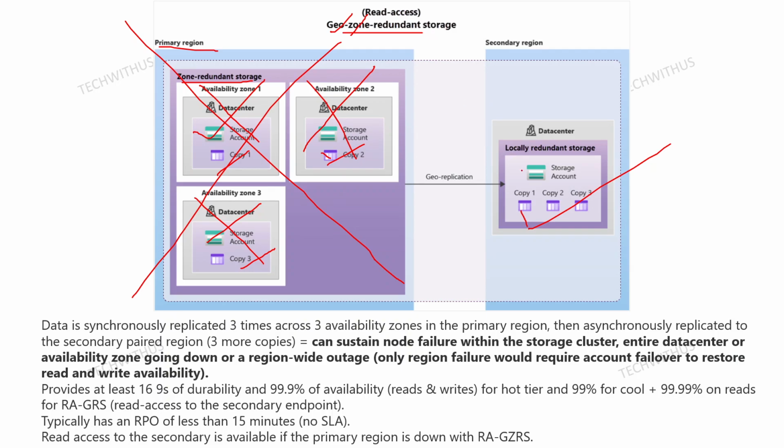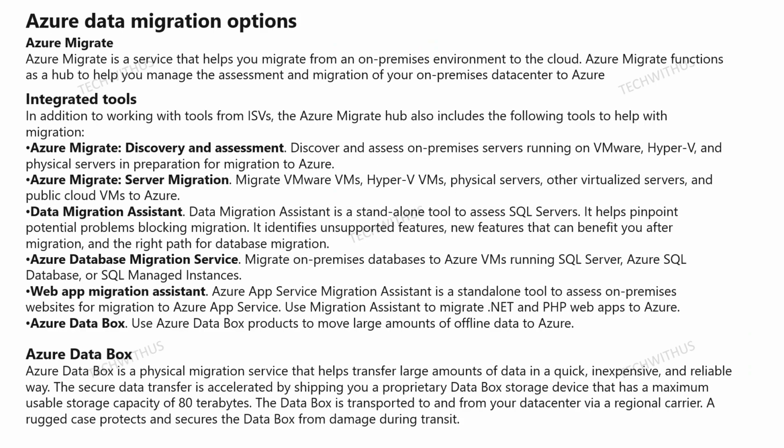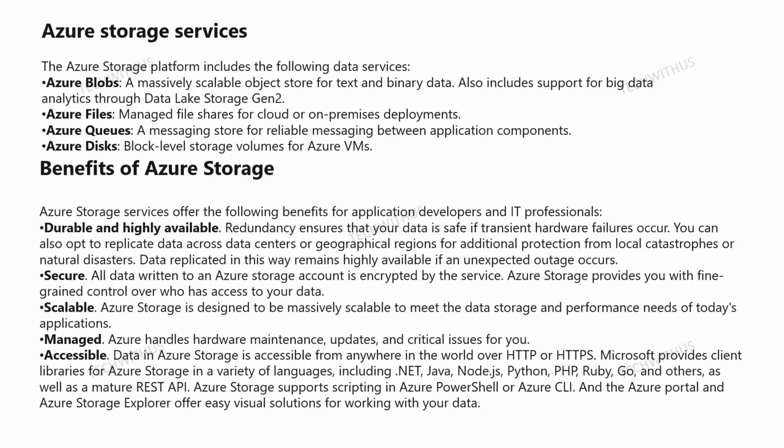And one more thing, RA-GZRS is nothing but having read access to the storage in the second region. So this is the geo replication strategy. Let me see if I can cover the other things also: data blob, data migration. Okay, let us cover this also.